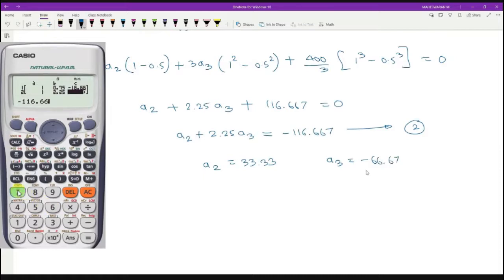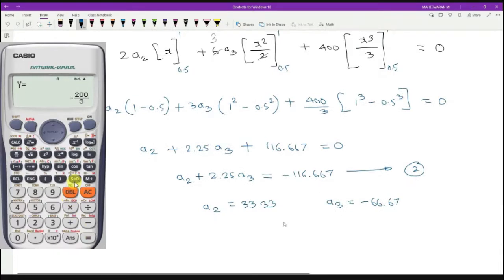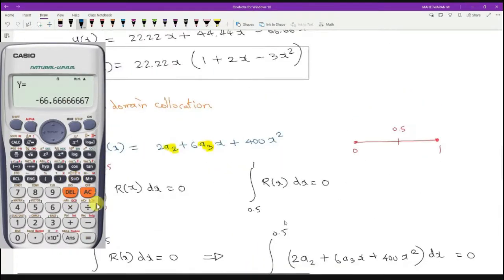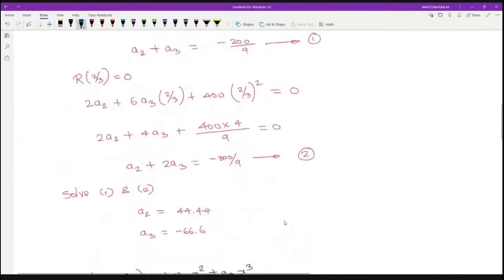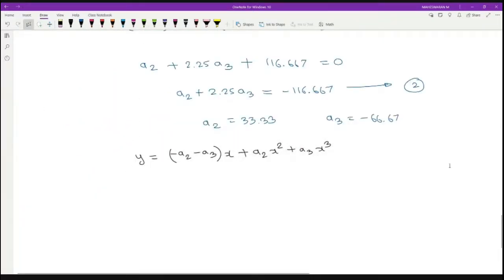Sir, are you getting this? Yeah. So we got this value. Now I can substitute this in your u of x. In this, I have to substitute these values. So what I'll get? I will get y.